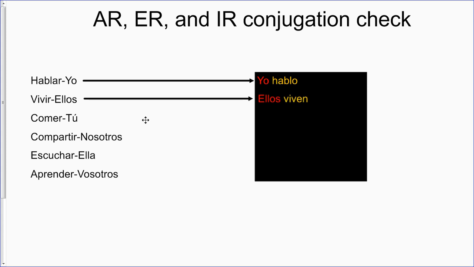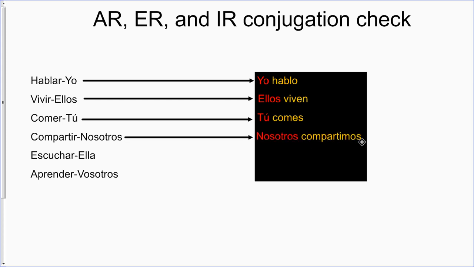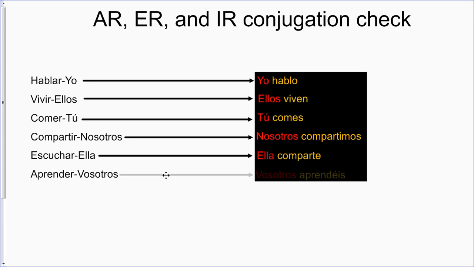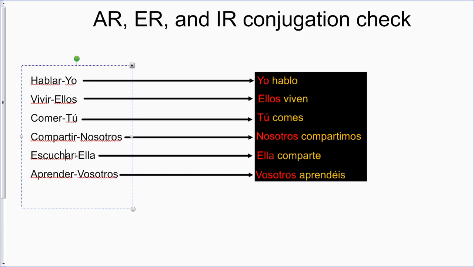Comer in the tú form. Vamos a decir, tú comes. ¿Cómo se dice "we share" en español? Nosotros compartimos. You can see these match: nosotros form and the imos ending. She listens. It should be ella escucha, perdón. And last one, aprender, vosotros. Vosotros aprendéis. Lo siento on this. Let's just change this to compartir.